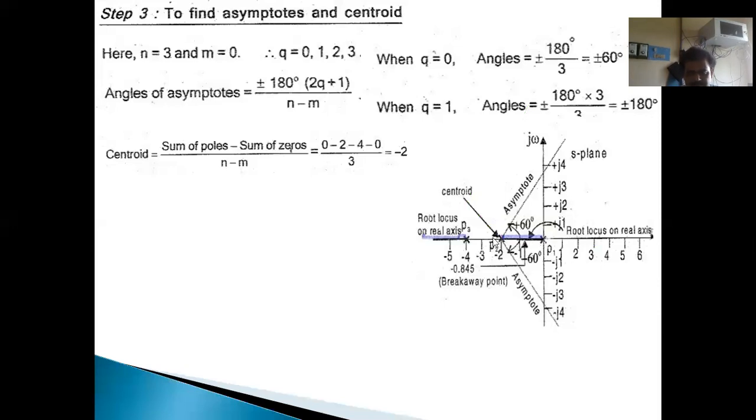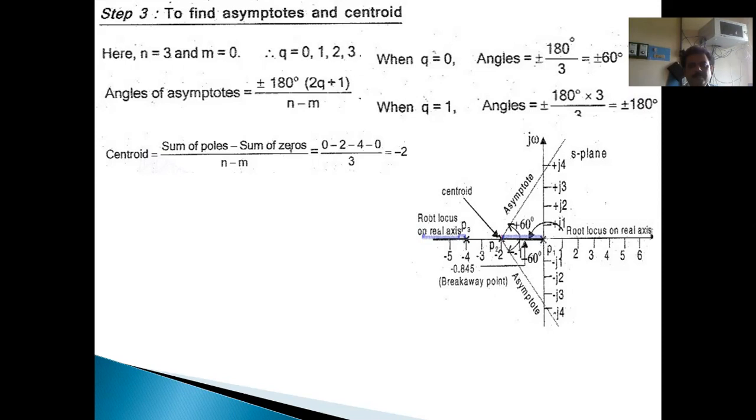If we draw the figure, previously I indicated with a blue line the root locus on the real axis. Now this is the centroid. At this centroid, I have drawn one asymptote at 60 degrees, the other asymptote at minus 60 degrees, and the other asymptote at 180 degrees.